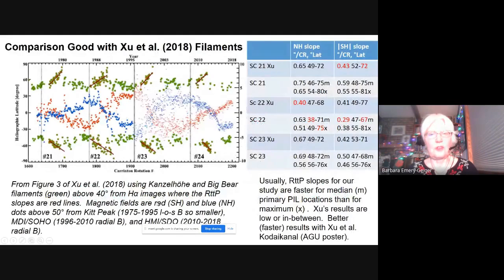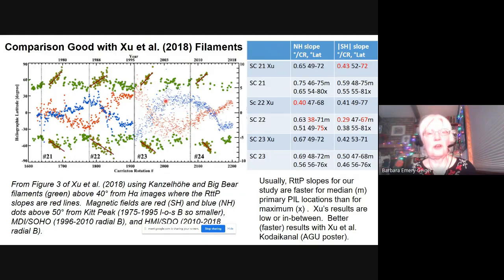So this is our first comparison. This is with Yan Xu et al. He did a 2018 paper in ApJ Letters on the filaments from Big Bear Solar Observatory and Kodaikanal Solar Observatory, looking at filaments above 40 degrees from the H-alpha images, and he finds this rush to the pole slope in red for solar cycle 21 through 24. So we compared the 21 through 22.